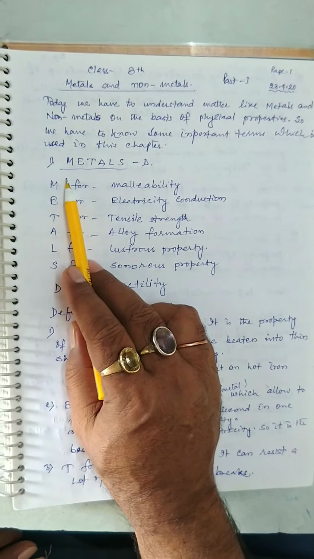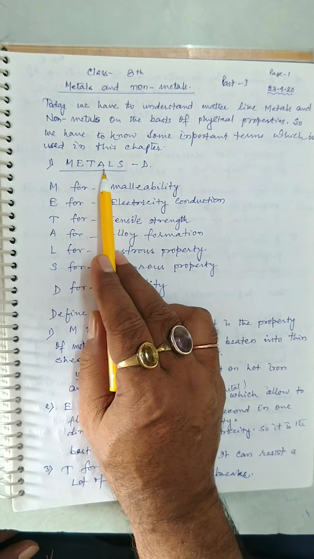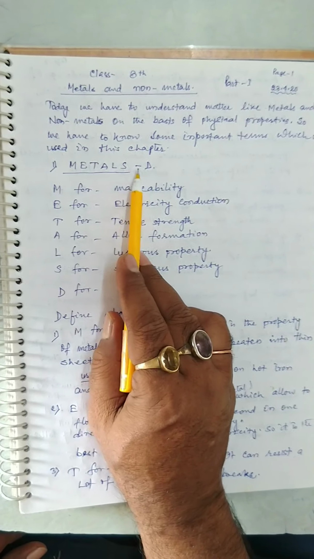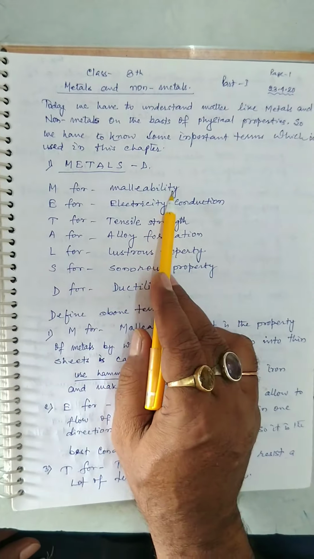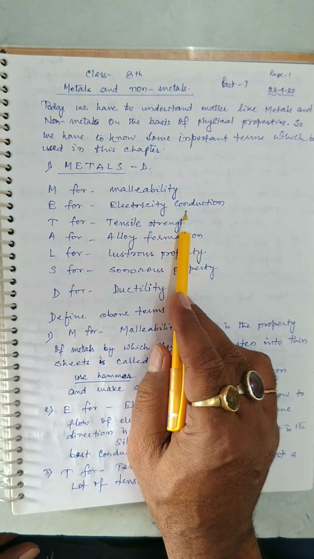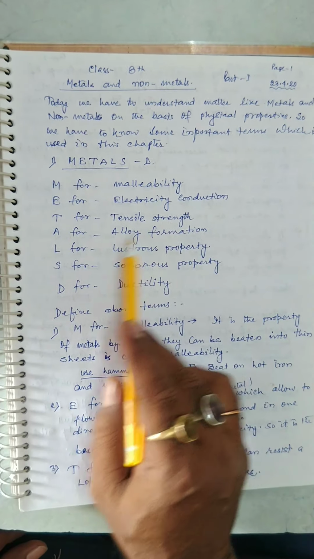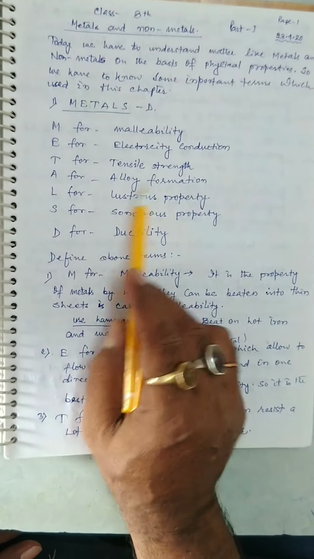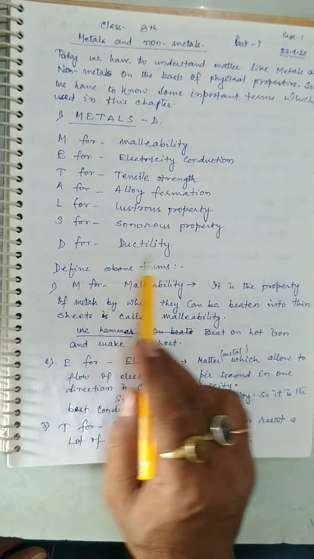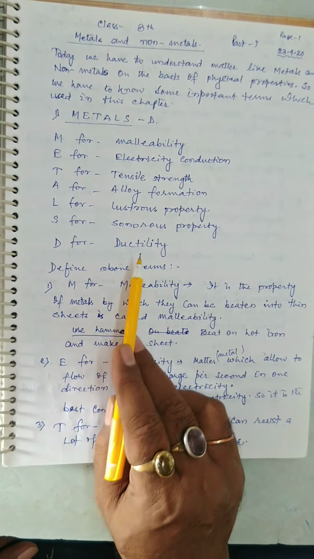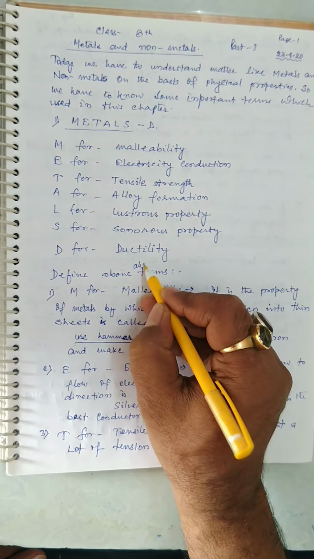The spelling of metals: M for malleability, E for electricity conduction, T for tensile strength, A for alloy formation, L for lustrous property, S for sonorous property, T for ductility. Define all the above terms.